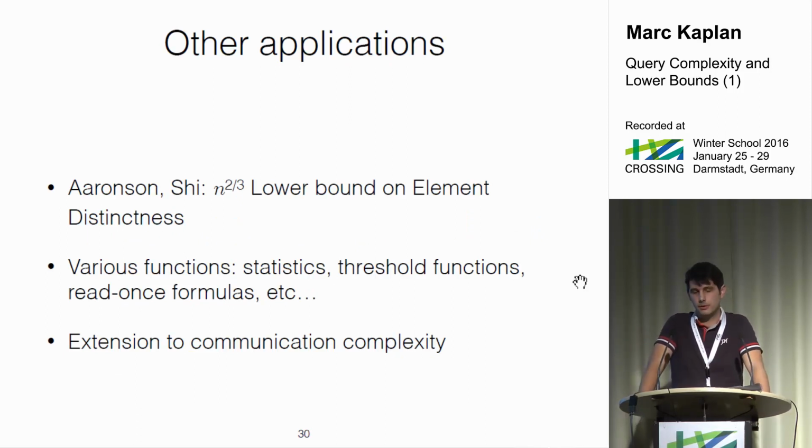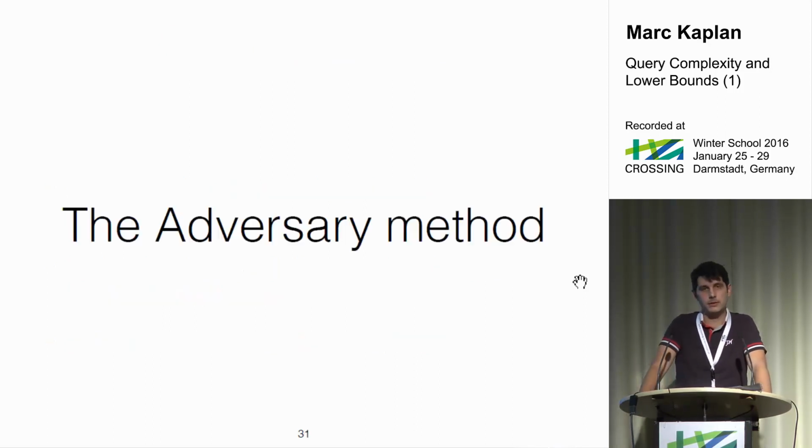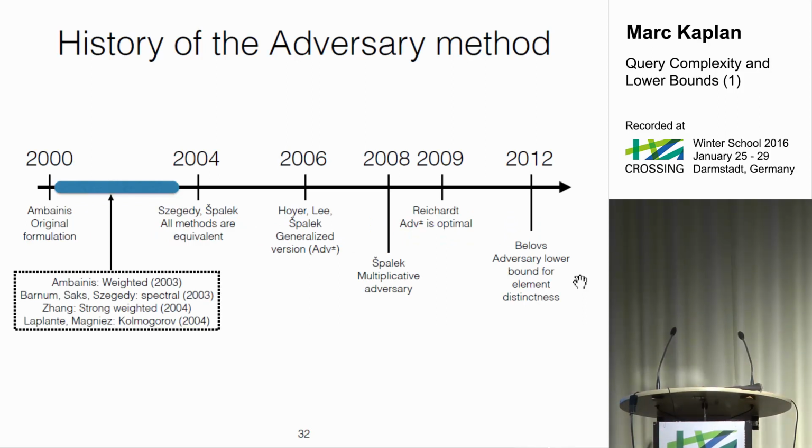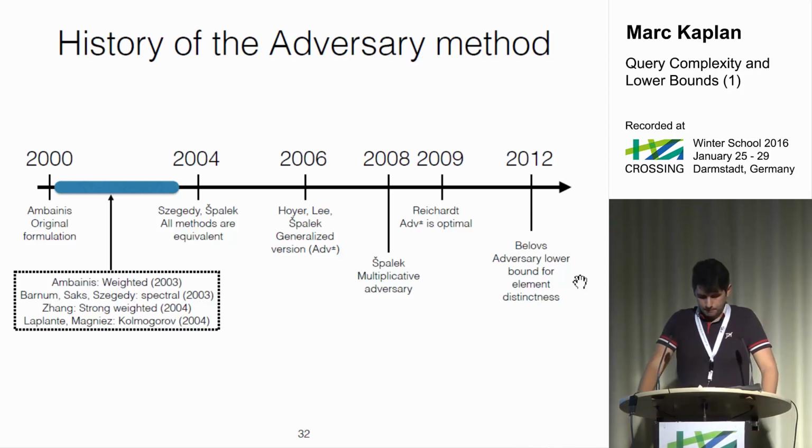So before the break, I want to just give you some ideas about the adversary method, and then I'm going to spend the whole second lecture on the adversary method. So the adversary method is a completely different method to prove lower bounds on quantum query complexity.